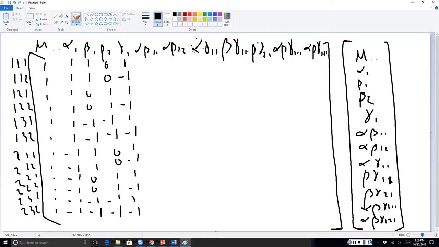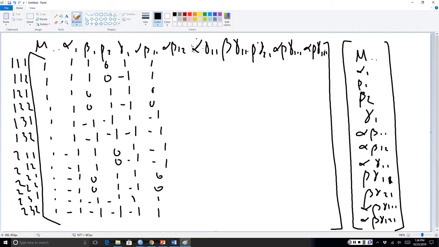So now we have alpha, beta, 1, 1, 1. So it's the same thing with the two-way interactions. We're going to multiply the two columns together. So we have alpha 1 and beta 1 that get multiplied together. So it's 1, 1, 0, 0, negative 1, negative 1, negative 1, negative 1, 0, 0, 1, 1.